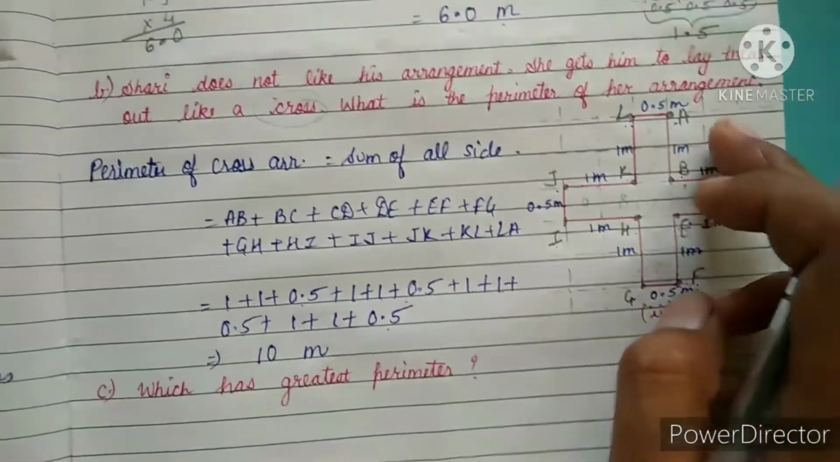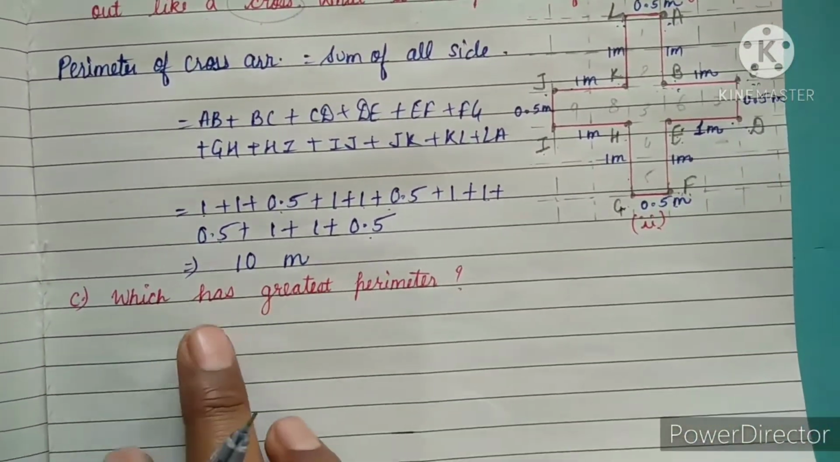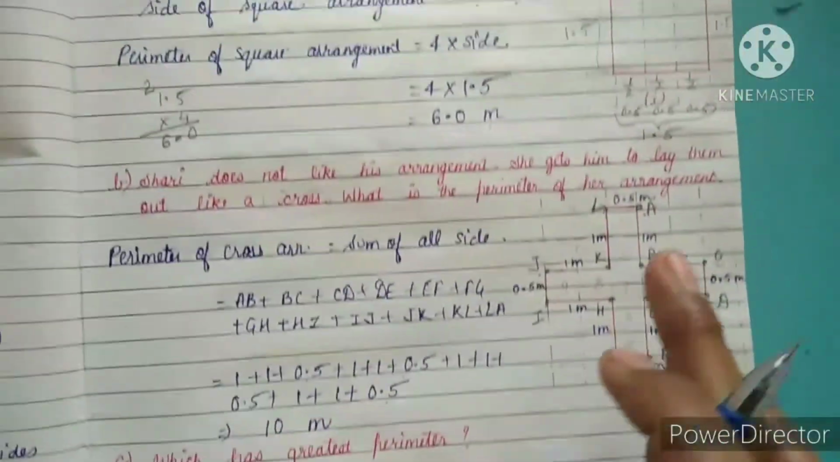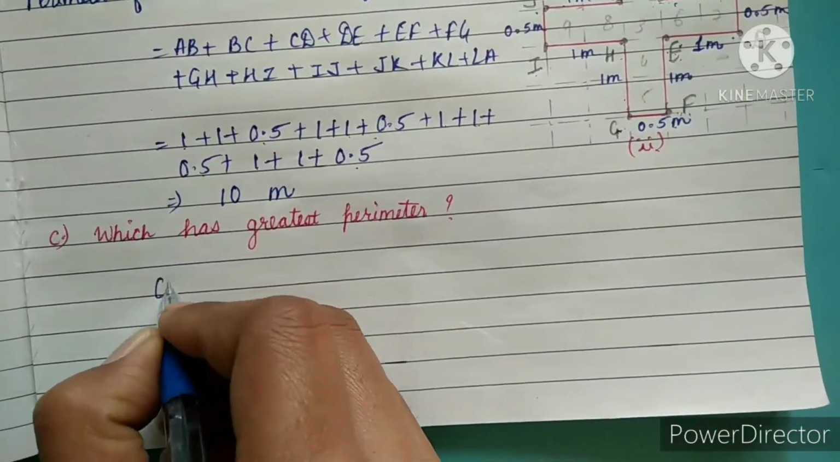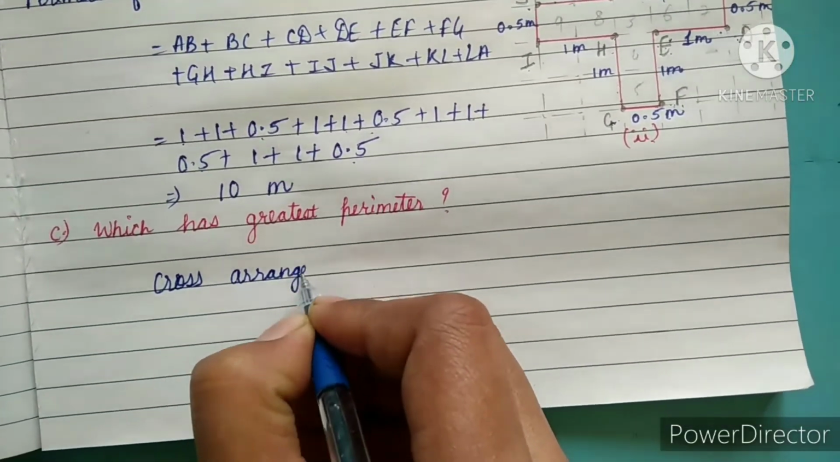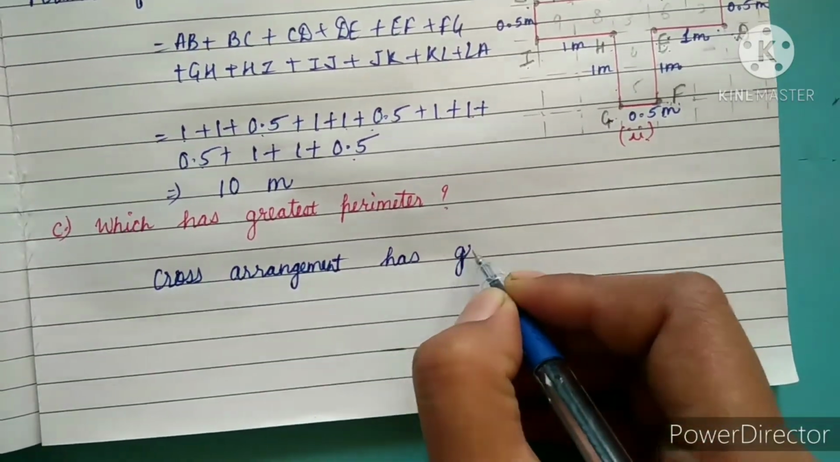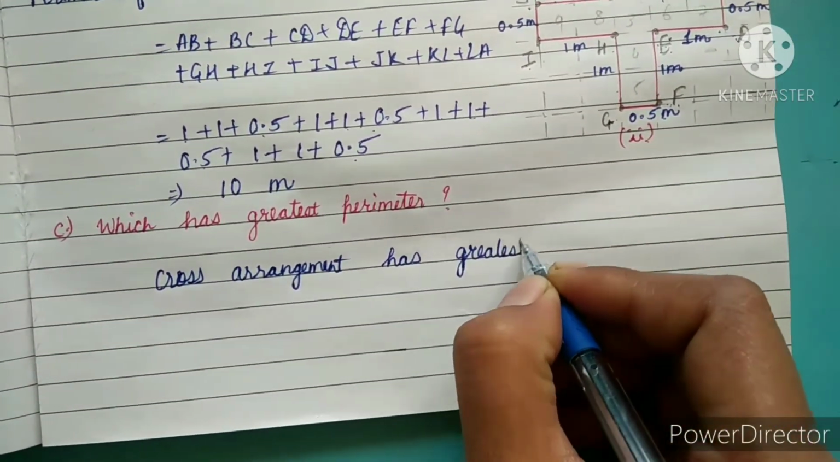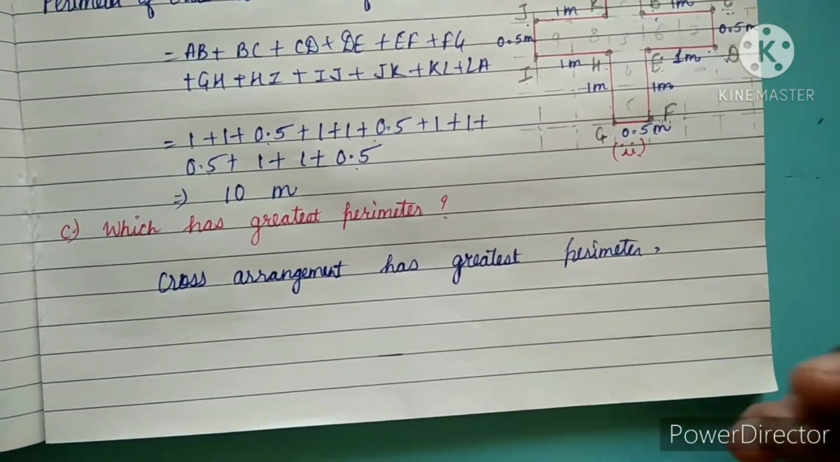So the cross-shaped arrangement has a perimeter of 10 meter, which is the greatest perimeter between the square and the cross arrangement. The cross arrangement has the greatest perimeter. So here we completed our exercise 10.1.